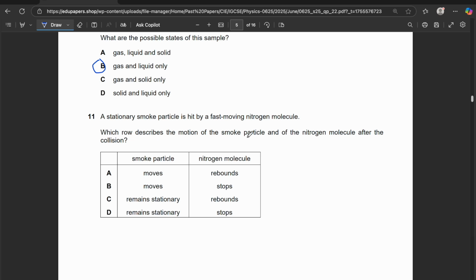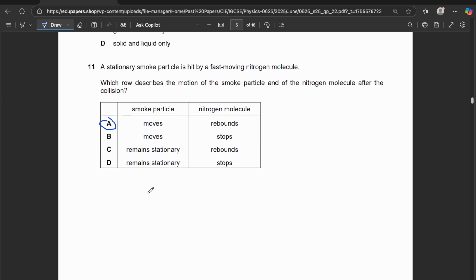11. A stationary smoke particle is hit by a fast-moving nitrogen molecule. Which rule describes the motion of the smoke particle and the nitrogen molecule after the collision? So this is describing Brownian motion, and the fast-moving nitrogen molecule is a smaller one. It is faster. It's moving randomly in a zigzag motion, and that causes the small particle to move as well, and it doesn't stop, they will rebound because the smoke particle is heavier, right? A.